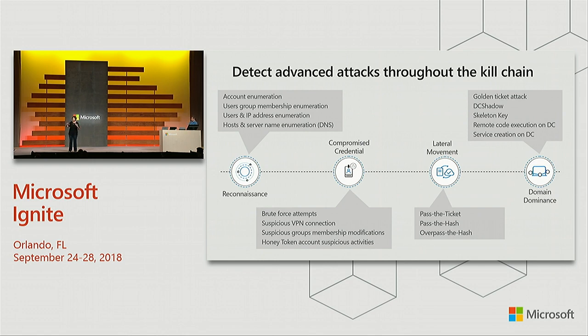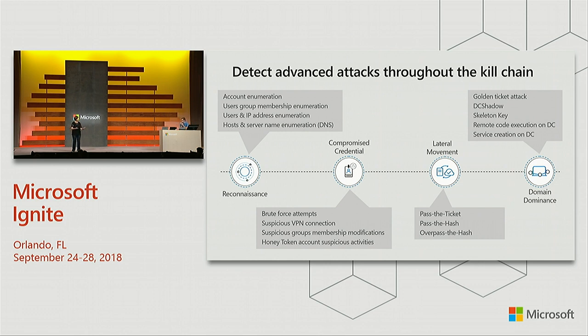Now, a lot of the detections that we have in Azure ATP help you find some of those very early attack techniques, help you see when an attacker is starting to do that reconnaissance. The idea being that if you can catch the attackers much earlier in the kill chain, it means you have a much better chance of stopping them from doing what they're doing. So the reconnaissance techniques and the ones we found help you stop things happening very early in the environment.